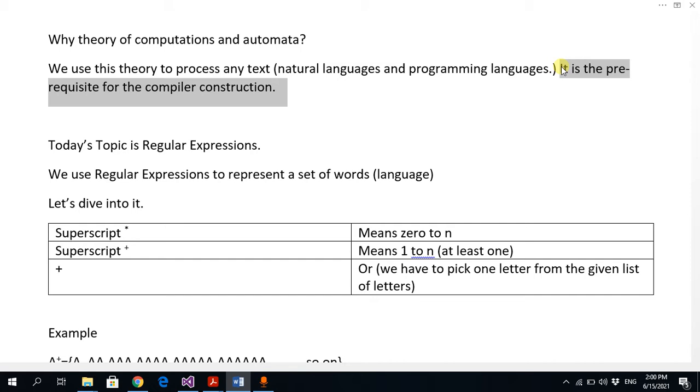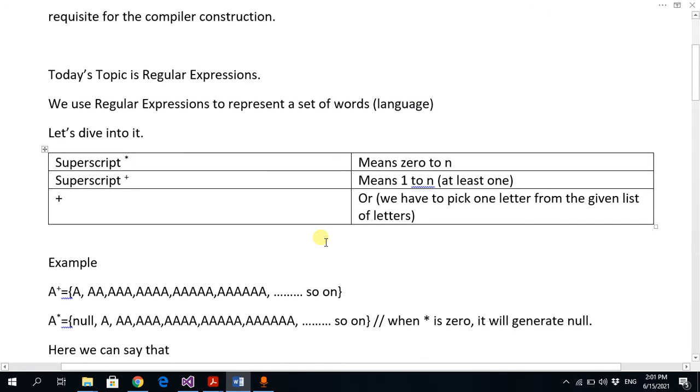So the first topic that we are going to discuss in this course is regular expressions. A regular expression is a way to represent a set of words, or a language. Using regular expressions, you can define some rules, and all those words which follow those rules are called the language for that regular expression. Before going into detail, let's discuss some symbols that we will use in the regular expression.